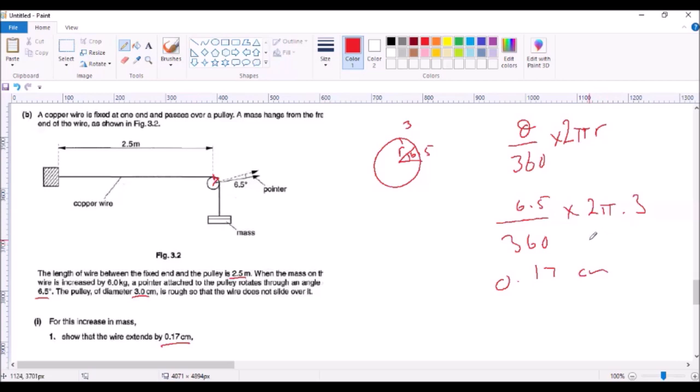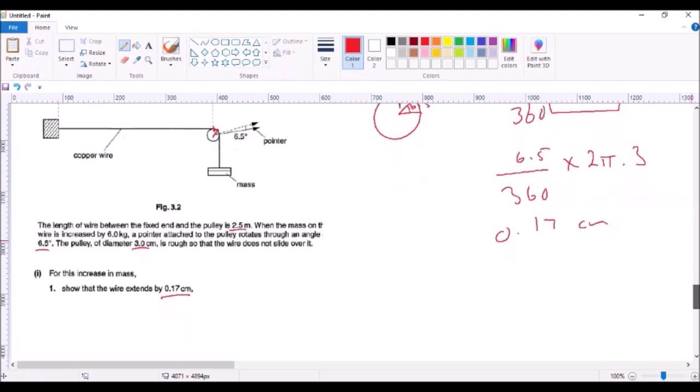Could you explain why you did 6.5 over 360 for the fraction? I know the circumference of a circle is 2 pi r. Yes, but what fraction of the circumference are we looking at? 6.5 degrees out of 360. I see, now I understand. Right, so this one we are done.